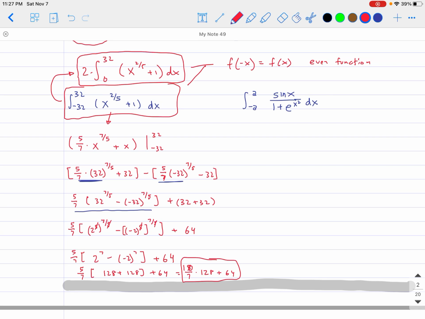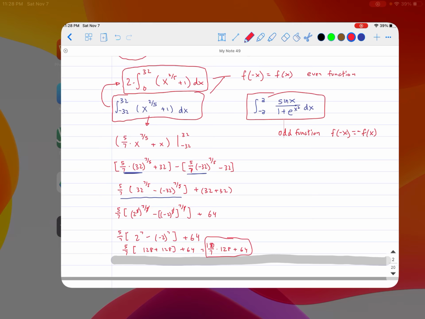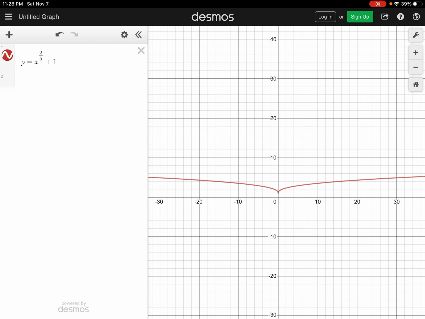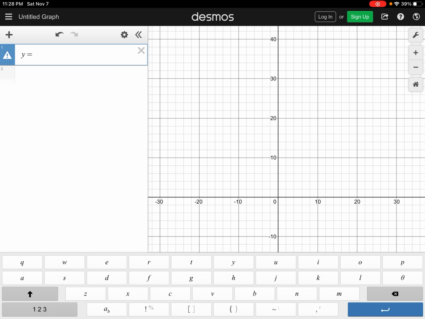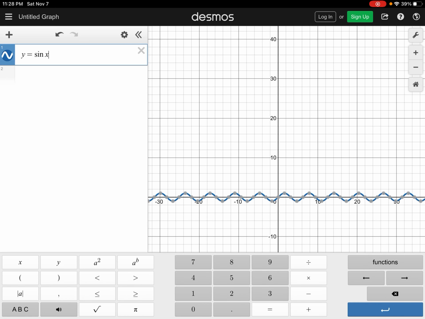Now, if you remember, there's something called an odd function as well, where f of negative x equals negative f of x. And this is what's happening for this second case over here. Now, if I were to graph this out, let's see what that looks like. Once again, we're going to go back to decimal. I'm going to clear this out. So y is equal to sine of x.